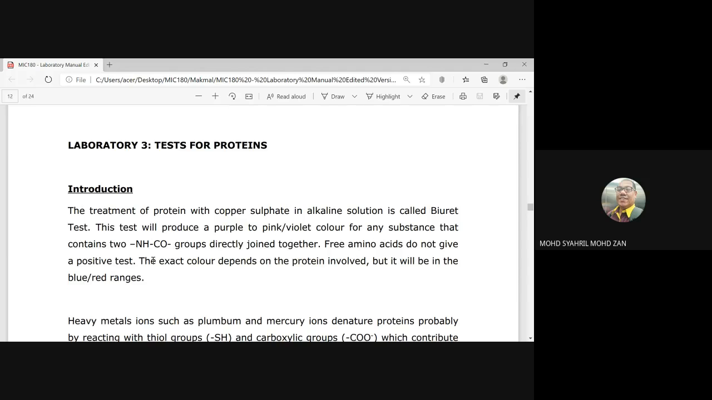The exact color depends on the proteins involved, but it will be in the blue or red range. Okay. So maknanya test for protein ni dia untuk protein sahaja, dia bukan untuk amino acids. So kalau pakai amino acid, awak tak dapat result dia. Okay, mostly the introduction is more on paragraph 1, which refers to test 1 ataupun experiment 1.